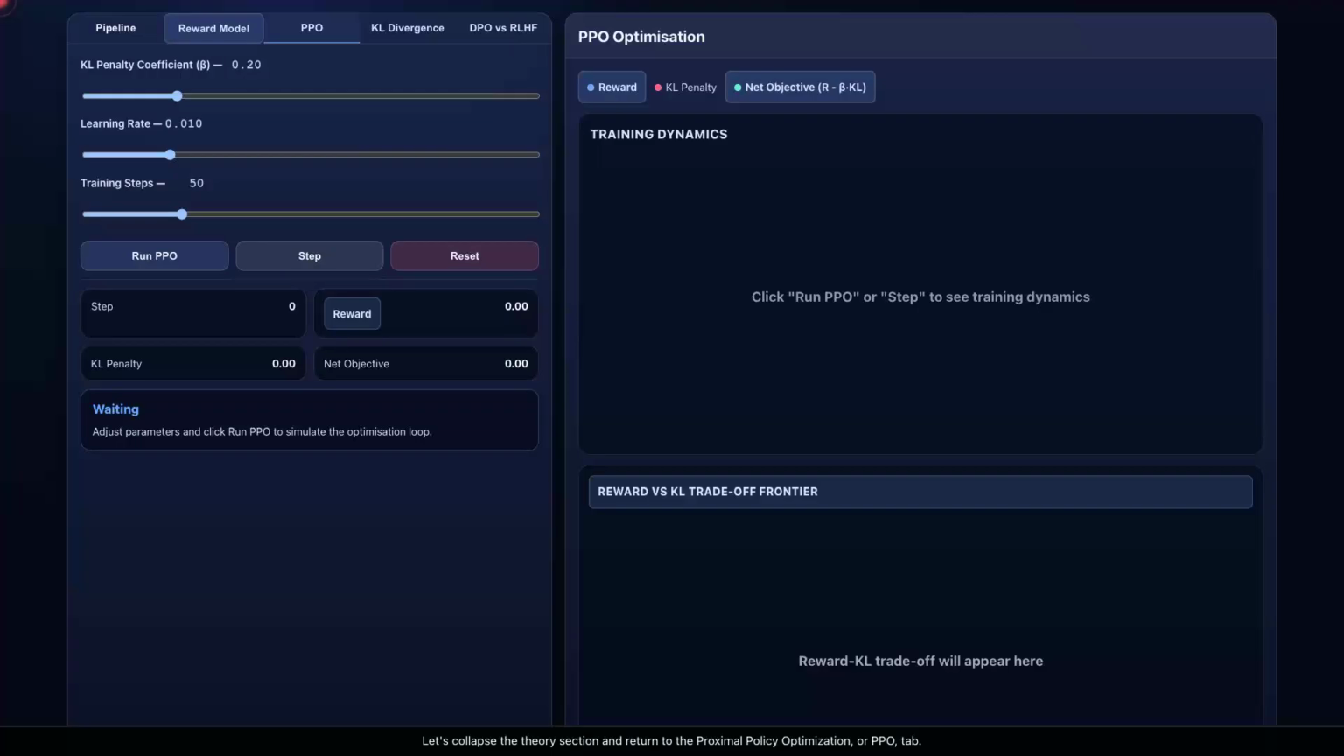Let's collapse the theory section and return to the Proximal Policy Optimization, or PPO tab. Here we see the results of our final experiment, visually summarizing how reward and KL divergence evolve during training.